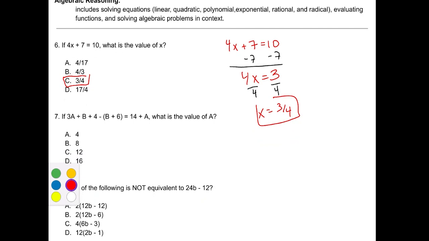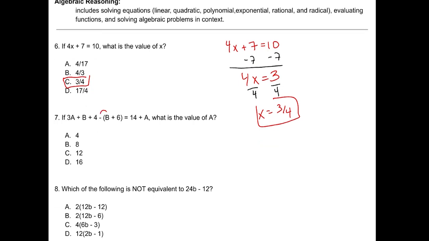You're just using those properties of equality to solve that two-step equation. Number 7 looks a little bit more complicated. There's a little bit more going on with this equation, but we're still going to be using our properties of equality. Let's just see what happens here. First, I'm going to distribute this minus sign and rewrite this as 3a plus b plus 4 minus b minus 6 is 14 plus a.